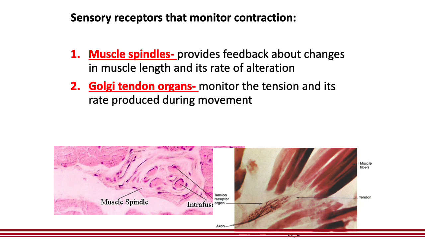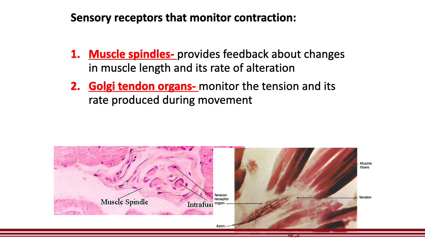When the muscle fibers contract, they stretch the muscle fibers and the capsule of the muscle spindle. And this stretch activates the sensory neurons, which will then send signals to the CNS. Okay? So the CNS uses the information that it gets from the muscle spindles to monitor muscle length and tension and to regulate muscle contraction.